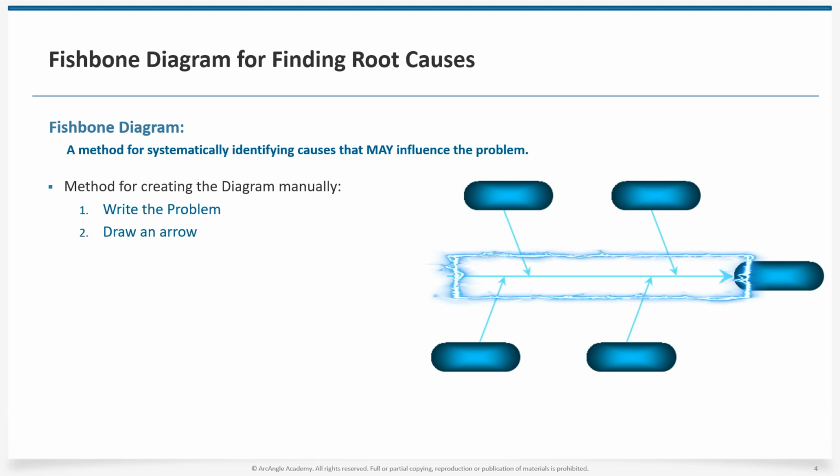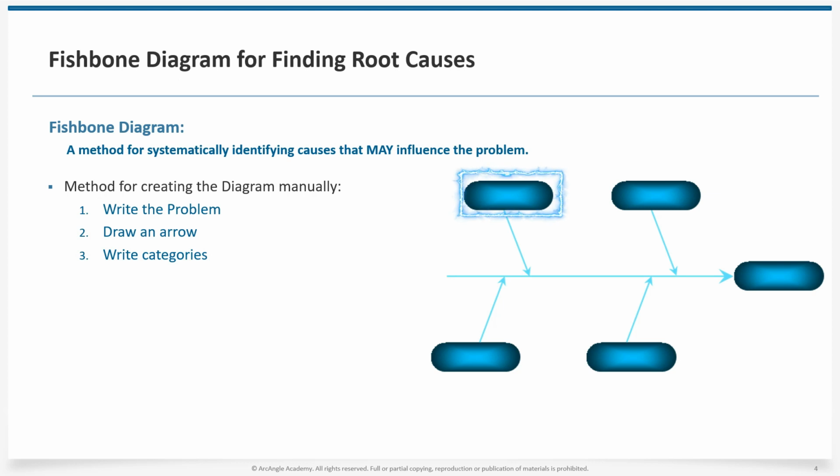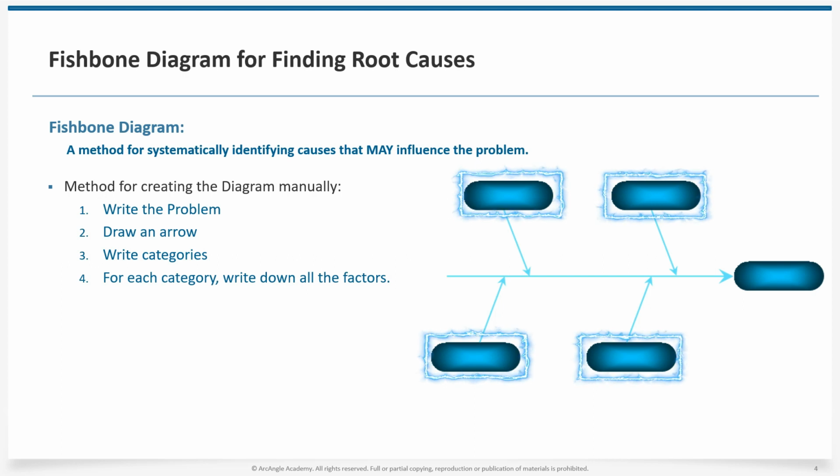Step 2. Draw a horizontal arrow to a rectangle. Draw a horizontal arrow extending from the problem box to a rectangle in the middle of the diagram. Step 3. Write traditional or your own categories above and below the arrow and connect them to it. In our example, the traditional categories could include people, process, equipment, and environment.